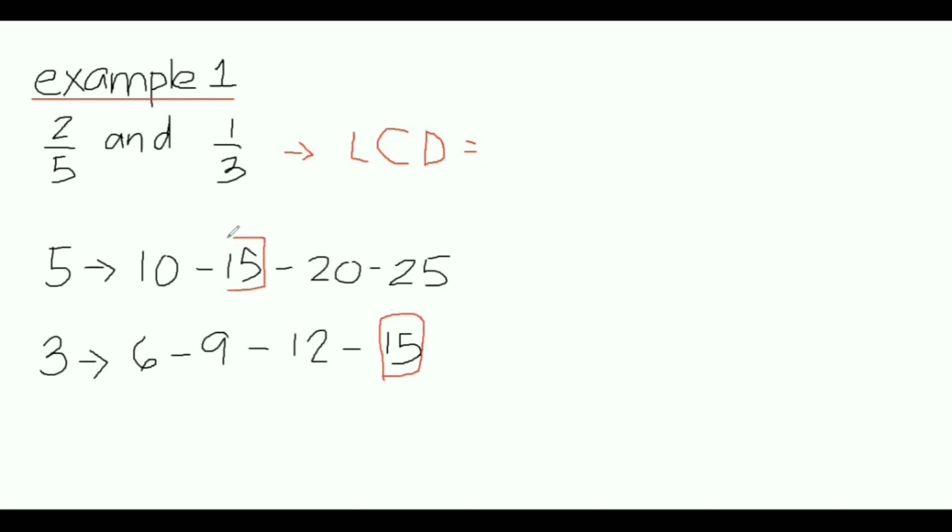Ayan. So, meron pa bang mas mababa sa 15 na pareho nilang multiple? Wala na. So, ibig sabihin, ang LCD ng 2/5 at ng 1/3 ay 15.